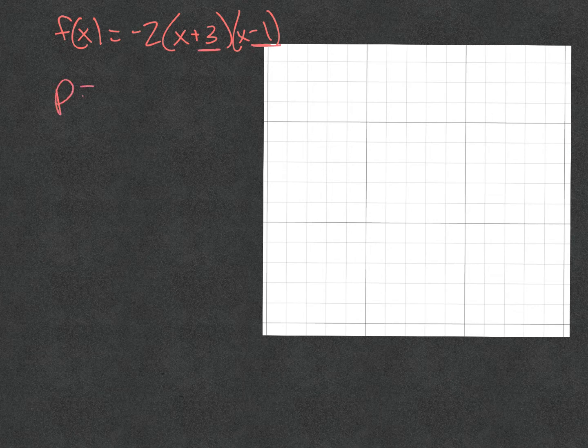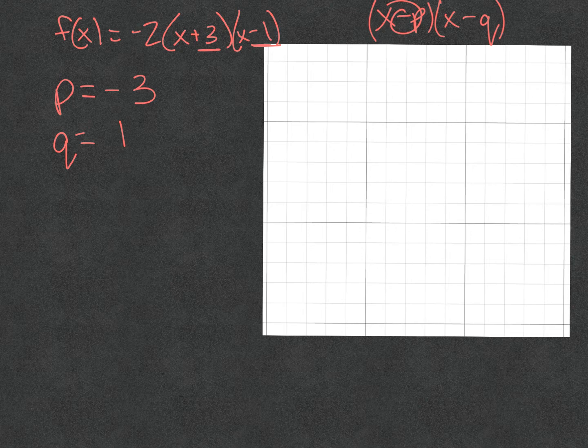So p in this case, looking at the form of (x - p) and (x - q), that would give us a -3 for p, and for q, it would give us a +1. Remember, it's the opposite of what you think in the parentheses because it's in the format of x minus whatever the value is. So I have an intercept at (-3, 0). I have an x-intercept at (1, 0). I am going to use those for graphing.